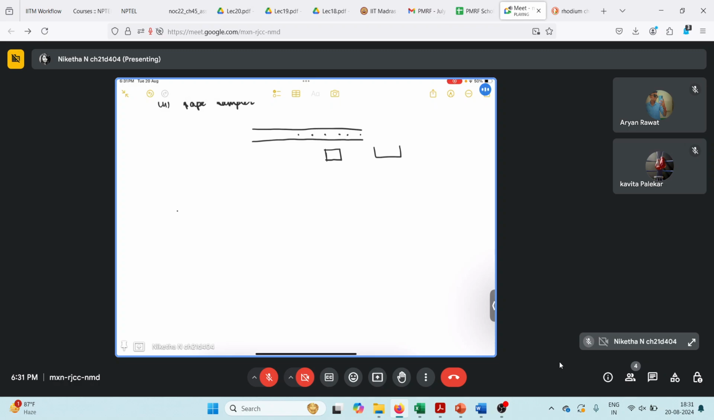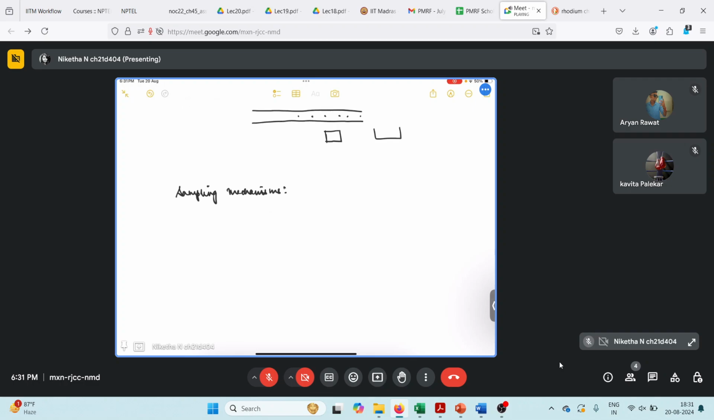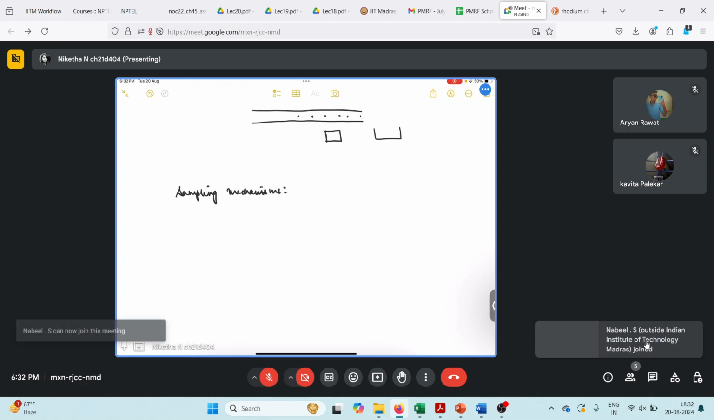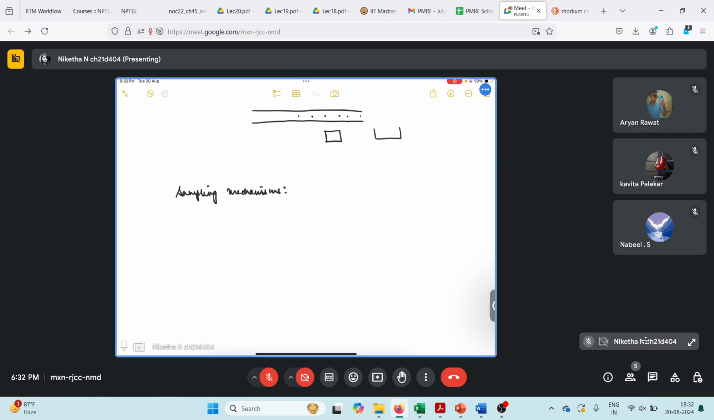Then coming to the different types of sampling mechanisms. What are the different sampling mechanisms that you know? One second. What are the different types of sampling mechanisms available for air sampling, especially for particulate matter? What is the mechanism that comes into play when you want to sample a particulate matter using a filter?